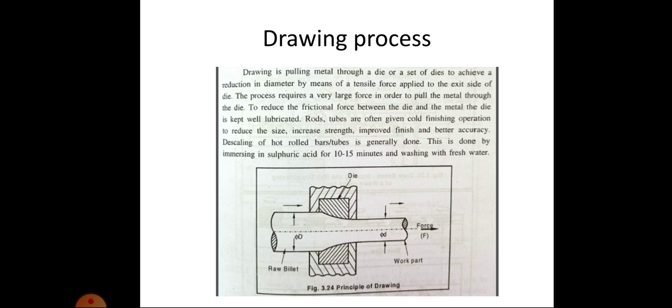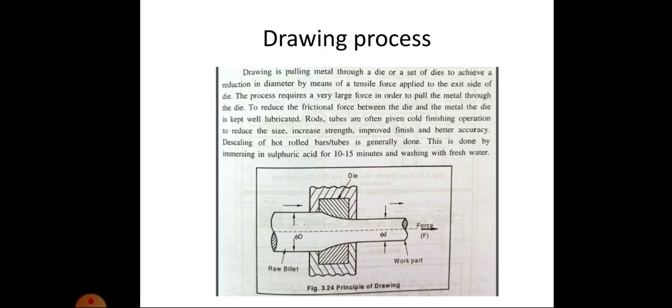Rods, tubes, etc. are often given cold finishing operations to reduce the size, increase strength, improve finish and give better accuracy. Descaling of hot rolled bars or tubes is generally done. This is done by immersing in sulfuric acid for 10 to 15 minutes and washing with fresh water.